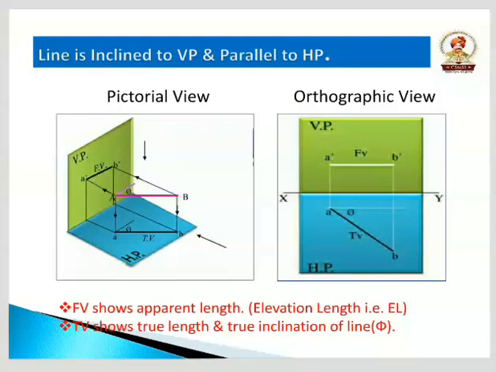Line is inclined to vertical plane and parallel to the horizontal plane. The pink color line AB is inclined at an angle phi to the vertical plane and parallel to the horizontal plane, shown in the pictorial view diagram. Now rotate the horizontal plane 90 degrees in a clockwise direction. Then in orthographic view, the front view shows apparent length, that is EL, and the top view shows true length and true inclination, that is angle phi.